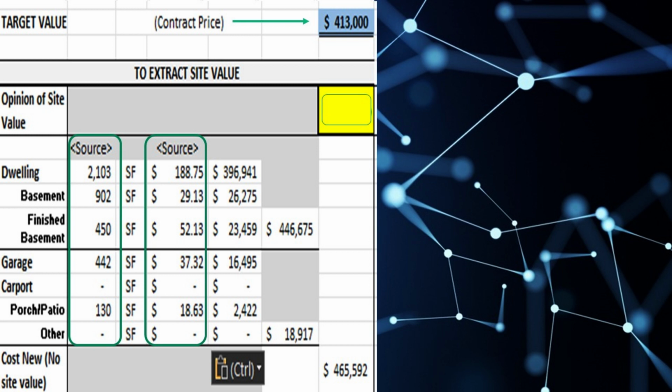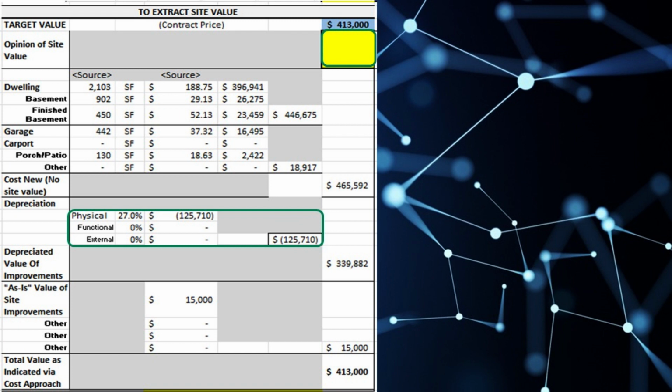As you can see from the grid so far, the cost new of this house would be $465,592. This does not include a site value yet. That's where we're going. Next, it's necessary to account for accrued depreciation. In this sample, we have assumed age life depreciation. This video assumes you know how to calculate that. If you don't, it's okay. There are numerous other videos on YouTube about how to calculate this amount. You'll need to familiarize yourself with these videos so you can calculate this important component of the cost approach, as well as the final value conclusion.